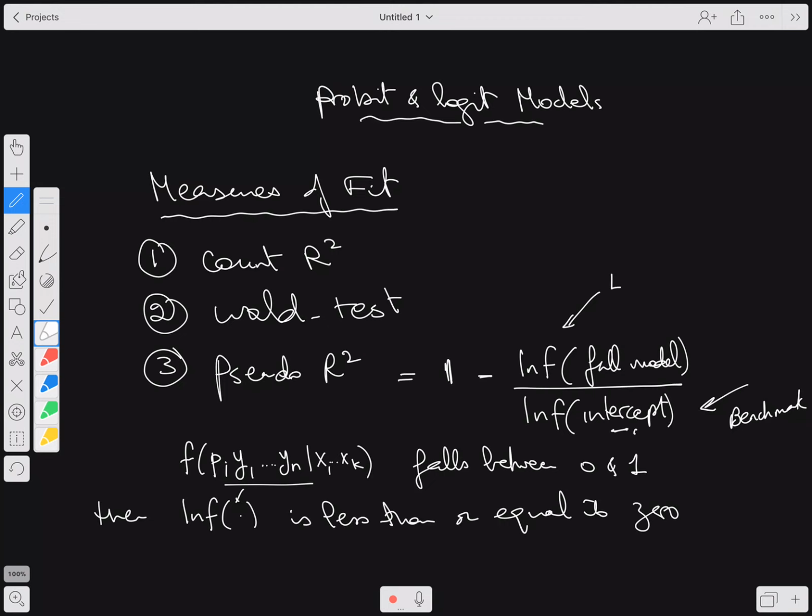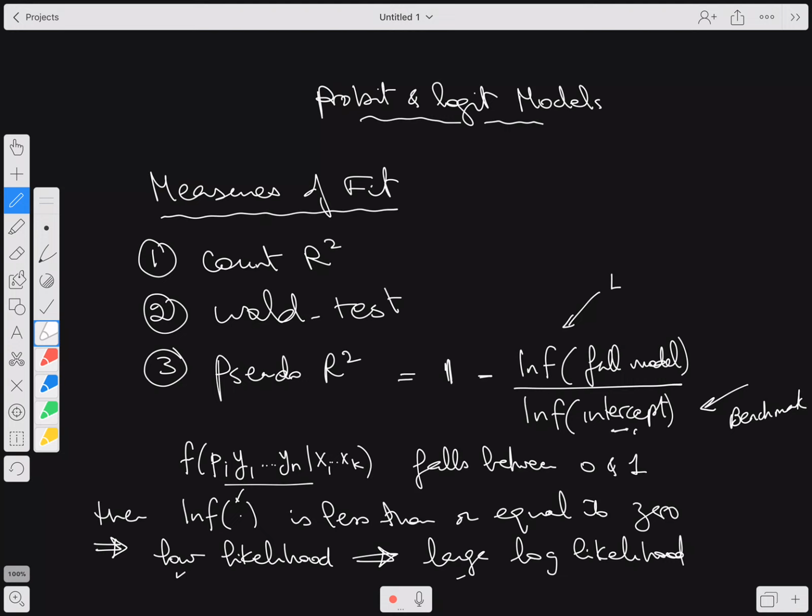If you take the log of a number that is between 0 and 1, you will get either a negative number or 0. So what does that imply? This implies that if I have a model with low likelihood, this implies a large negative log likelihood. And the opposite is true. If I have a model with large likelihood, then it has a small log likelihood.